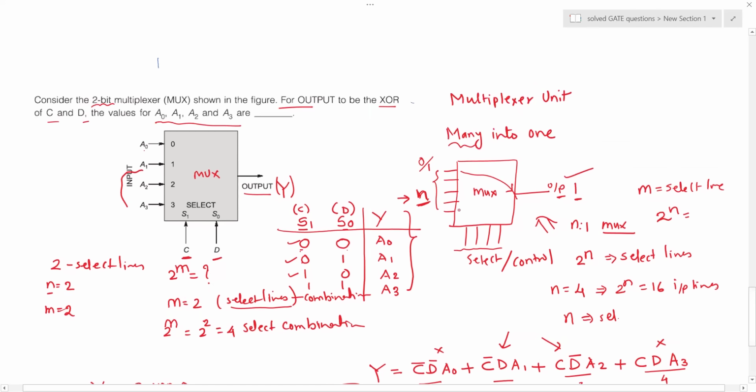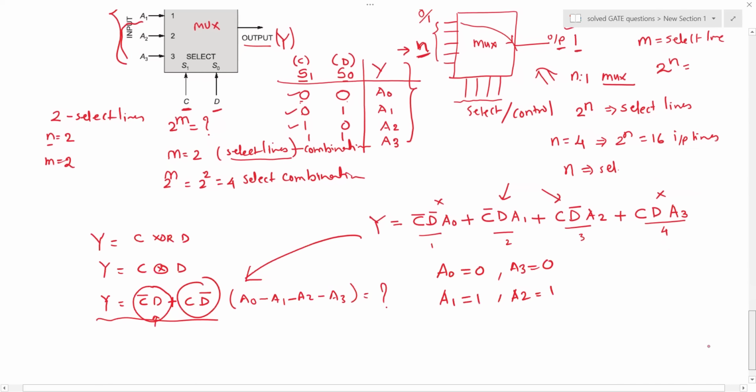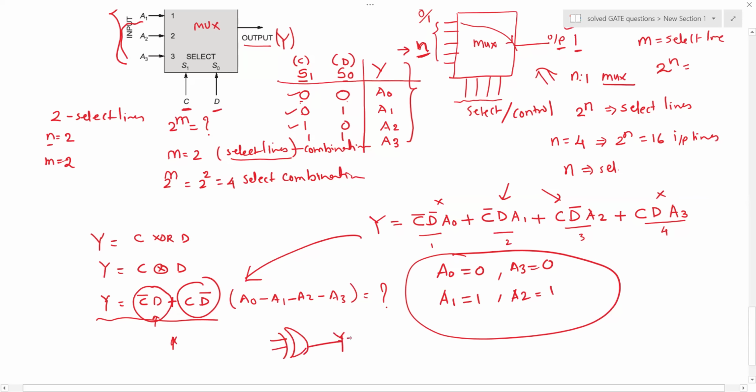For the output to be XOR of C and D, the values right here for the inputs should be what I have shown you here. This is the answer, and this is the logic equation. So this is basically an XOR logic where Y is C bar D or C D bar, and your inputs are C and D right here, and this is your logic symbol for the XOR gate.